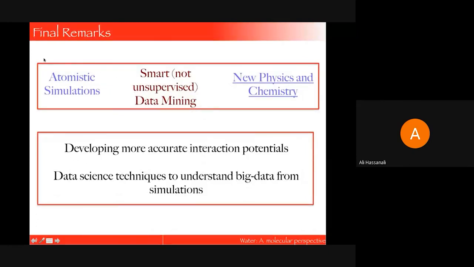So going back to where I started, I'm a firm believer in the use of atomistic simulations. I've sort of been slightly... Yes. We're a little bit over time. Ah, okay. Fine. I stop.